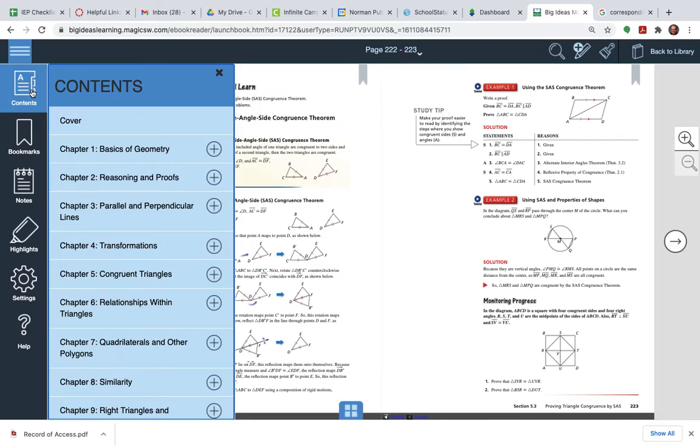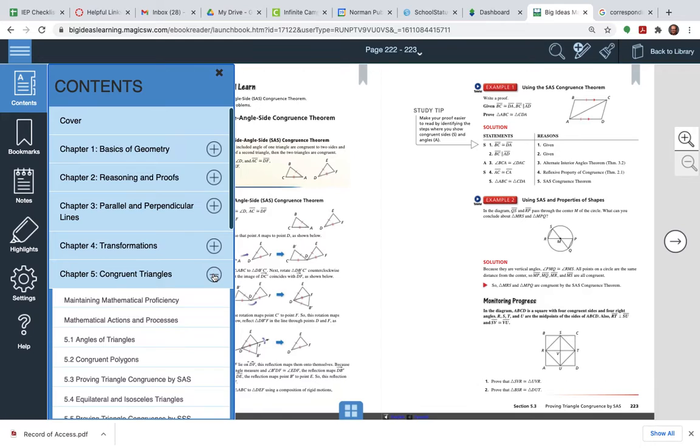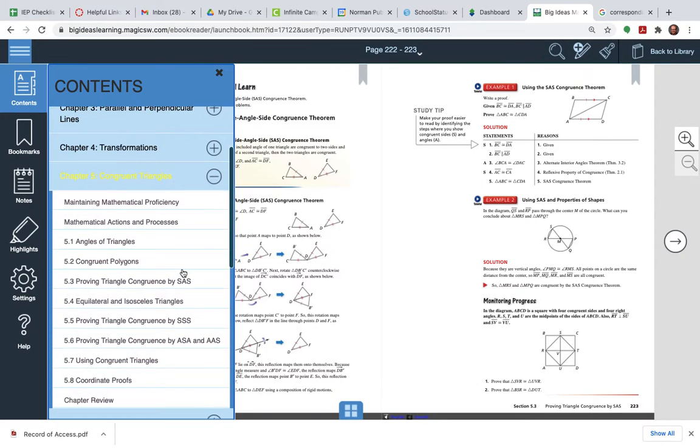And the first chapter that we're going to be dealing with, so we did chapter 1, the basics of geometry, and we are just completely blowing right by chapters 2, 3, and 4. And we're going to start with congruent triangles here in chapter 5. So let me go over the basic ideas behind each section and what you'll be expected to know by the end of it.